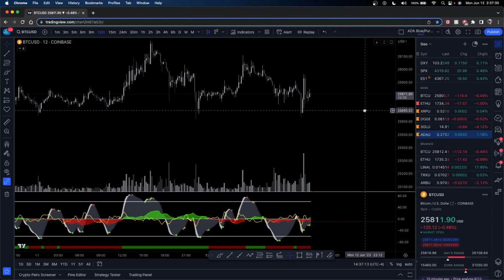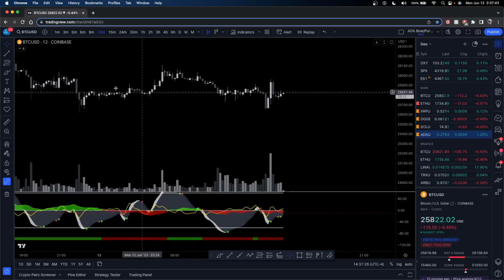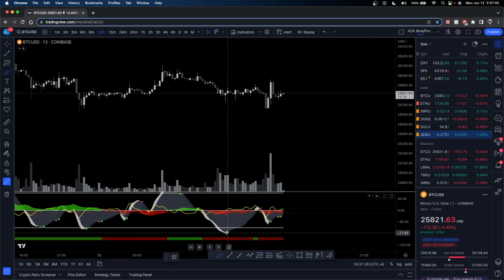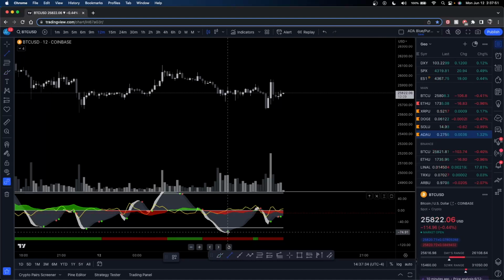We actually just had a bull div right over here, and I want to show you guys how I would draw this bull div. So here we have the bottom of the wave. You're going to get your draw tool or trend line, and you're going to click on the bottom of the wave, and draw it to the bottom of the next wave. So this is how you would draw it.